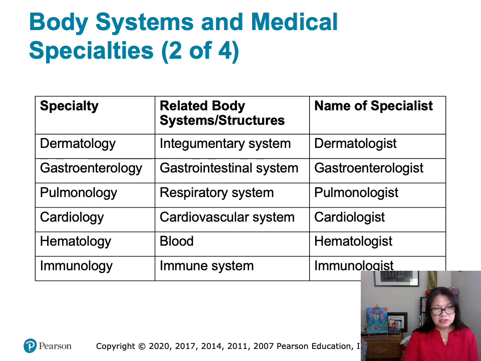Hematology is the medical specialty that deals with the blood, while immunology is the medical specialty that deals with the immune system. These two specialties are often grouped together because both involve the blood cells, plasma, lymph glands, lymphoid tissues, and organs and related structures. A hematologist is a physician who specializes in hematology, and an immunologist is a physician who specializes in immunology.